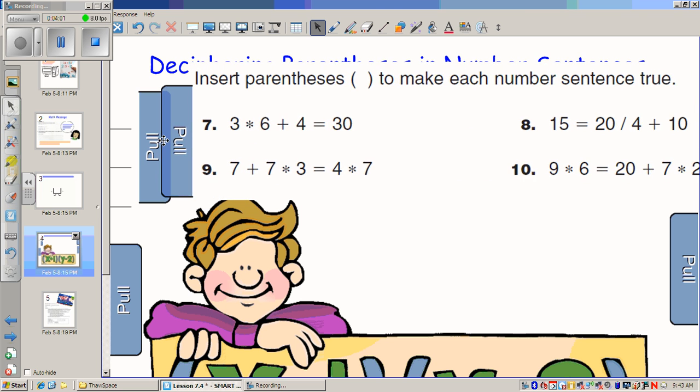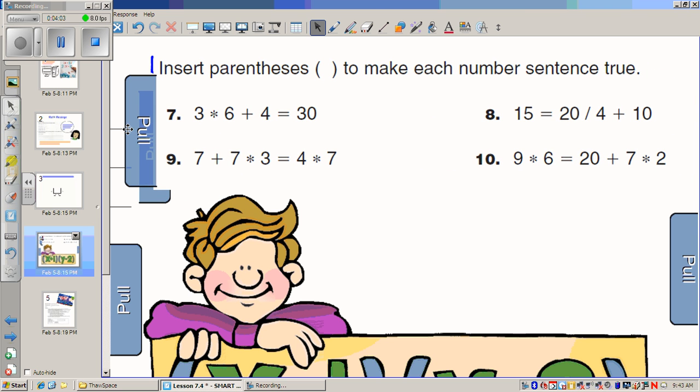Now let's look at this one. It says insert parentheses to make each number sentence true. So I have 3 times 6 plus 4. Well, I know 6 plus 4 is 10, so I'm going to want to put 6 plus 4 in parentheses and then multiply it by 3. If I put 3 times 6 in parentheses, I would get 18 plus 4, which would be 22. So please do 8, 9, and 10 for homework.